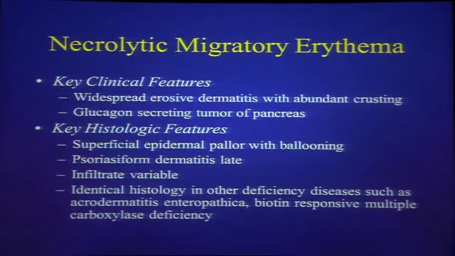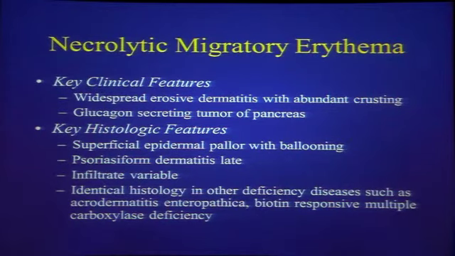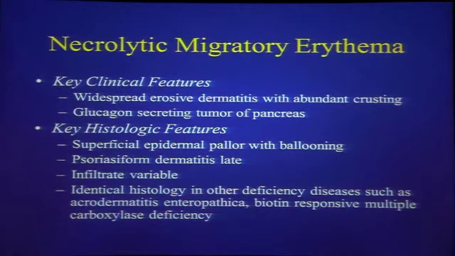Necrolytic migratory erythema. Now this is in the family of the deficiency diseases, or this is the one that's associated with zinc deficiency, but you can see the same thing when they have glucagon secreting tumors of the pancreas, same thing when you get biotin deficiency. All these can appear kind of similar to one another under the microscope. They get a psoriasiform dermatitis that's associated with this very superficial epidermal pallor, again with ballooning degeneration. So all of these look alike.